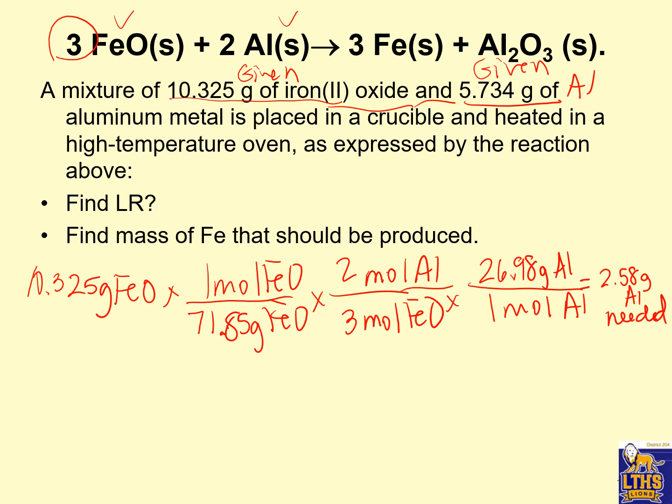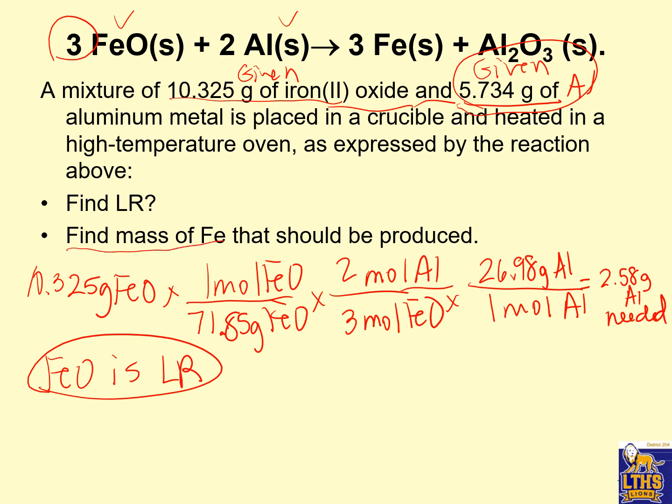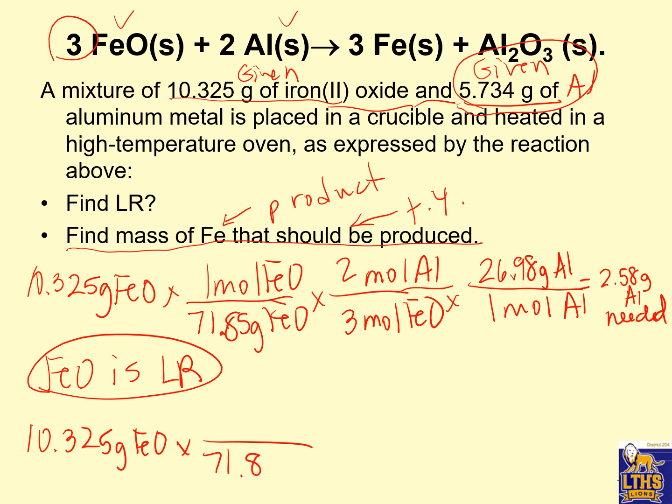So then I check back. I'm like, oh, I have 5.7 grams, but I'm only going to use up 2.58. That means there's going to be extra aluminum if I use all my iron oxide. So FeO is the limiting reactant. FeO is limiting. Once I find out FeO is limiting, to find the mass of iron that should be produced, the theoretical yield, I take my 10.325 grams of FeO and change it into moles because I can only change chemicals when they're in moles.